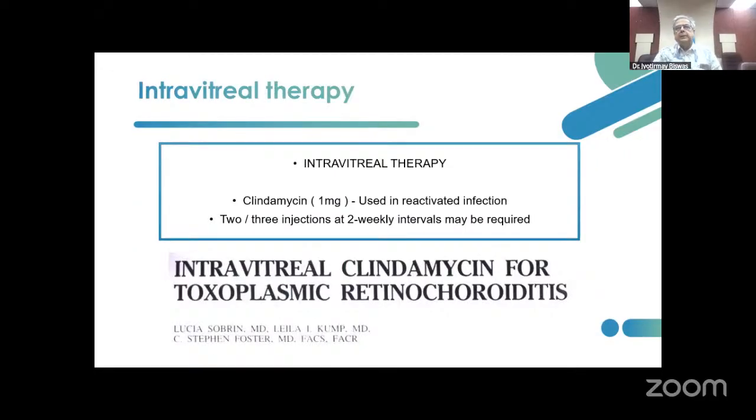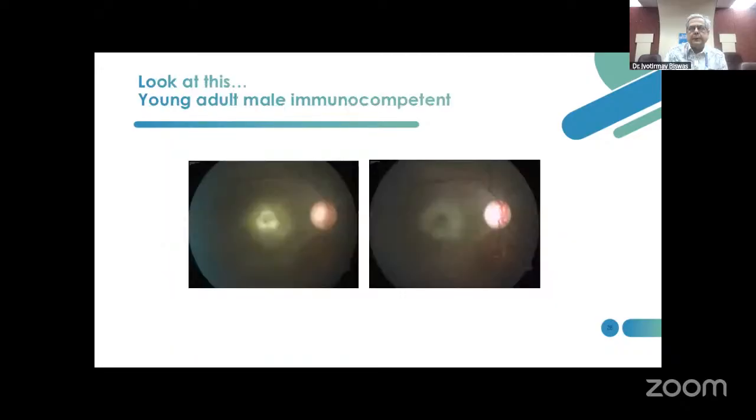One of the important things I wanted to mention is that there is a very good role of intraocular injection of antibiotic. Intravitreal clindamycin for toxoplasmic retinochoroiditis, particularly if it is in the posterior pole. Like this patient, a young adult male, immunocompetent, has a lesion bang on the fovea. What we did was an intravitreal clindamycin injection once in 3 days, and a few such injections. You can give once in a week, but once in 3 days is better. Macular lesion, how much do you give? 1 milligram in 0.1 ml.